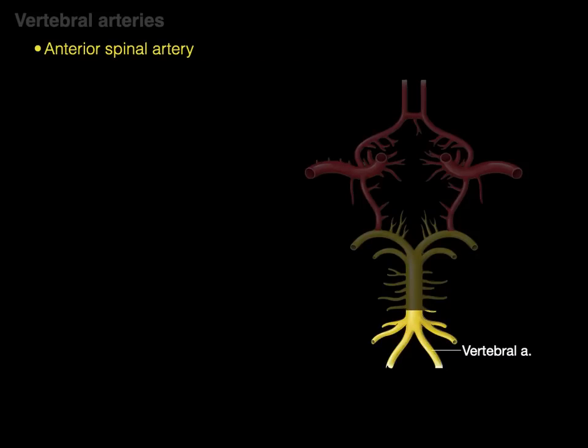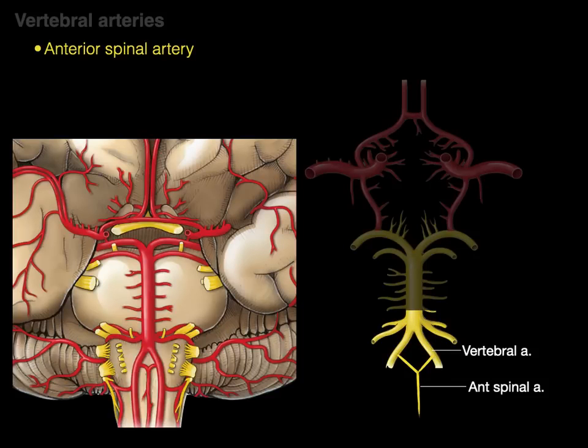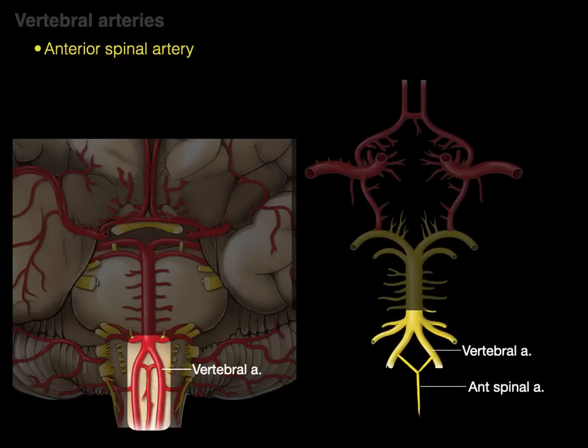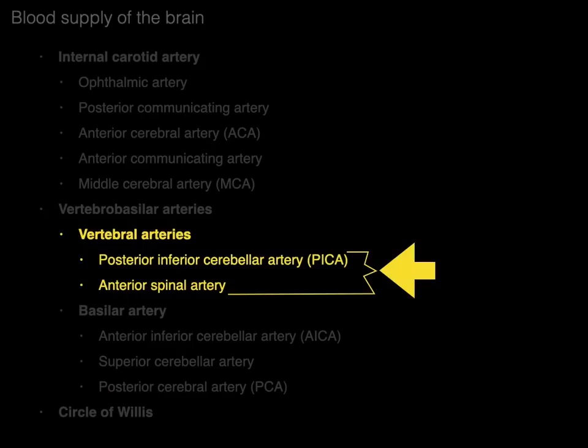We also have the anterior spinal artery. When we take our two vertebral arteries and we add the anterior spinal artery there, it then courses in front of the spinal cord. There's our two vertebral arteries, and there's our anterior spinal artery. It supplies the front of the spinal cord.